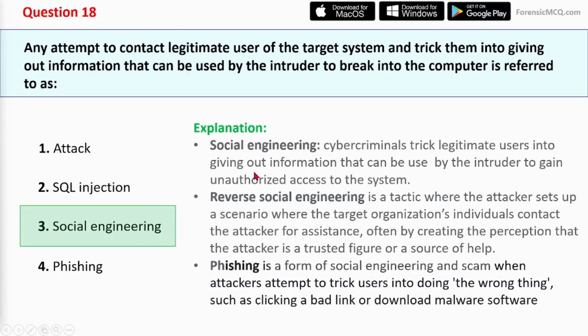In social engineering, cyber attacks reach users, but in reverse, users themselves reach the hackers. For example, a support number for your bank, where those numbers are from hackers. When you call them and give your information, it is called reverse social engineering. So I hope you get the difference between social engineering and reverse social engineering.